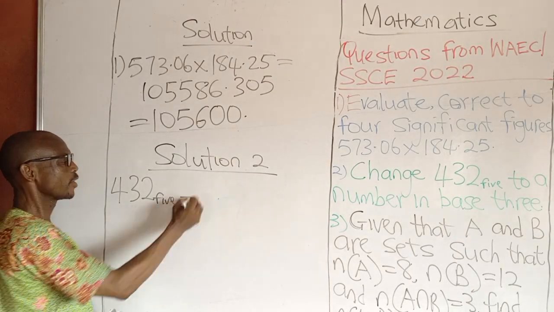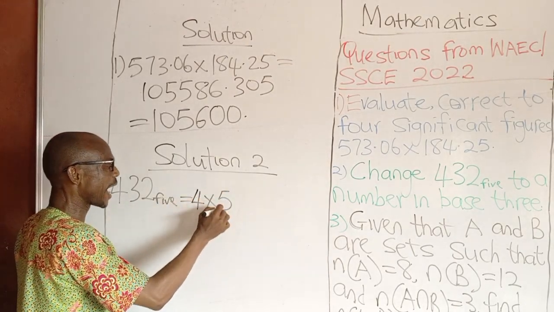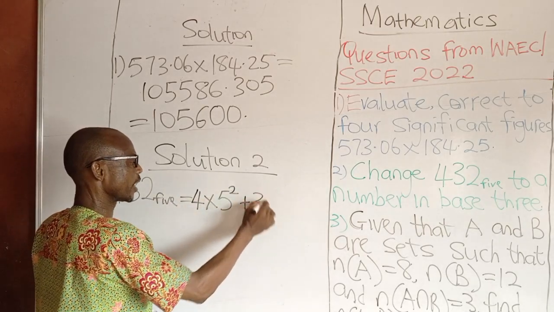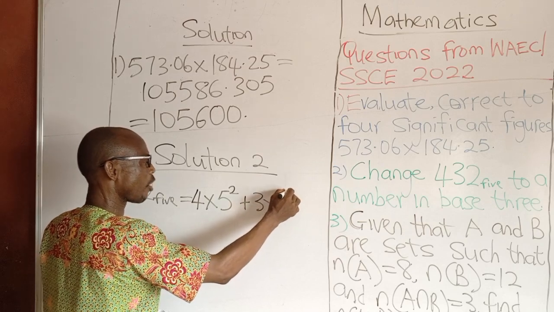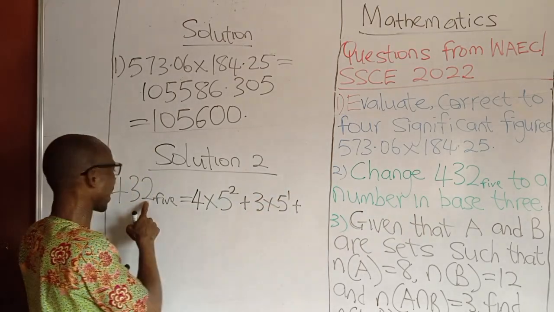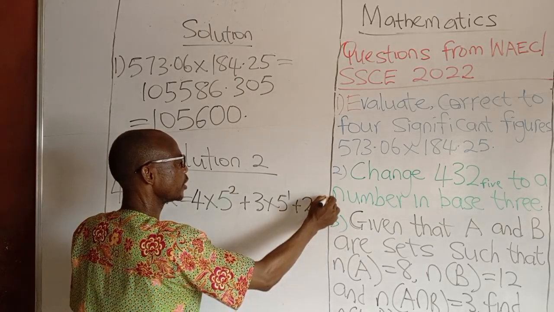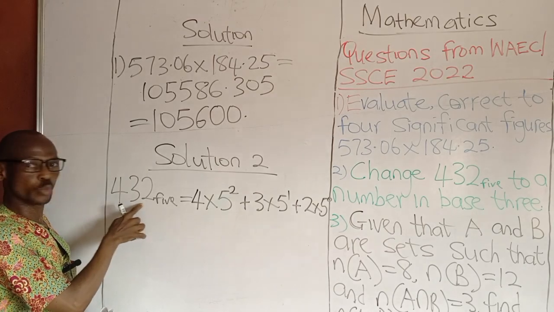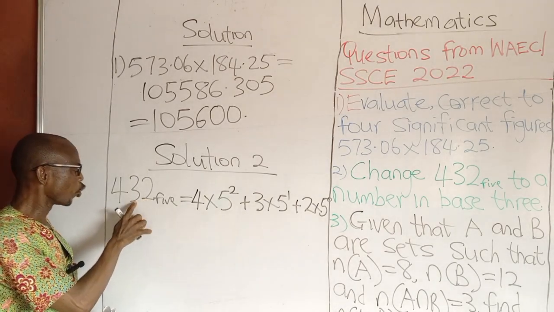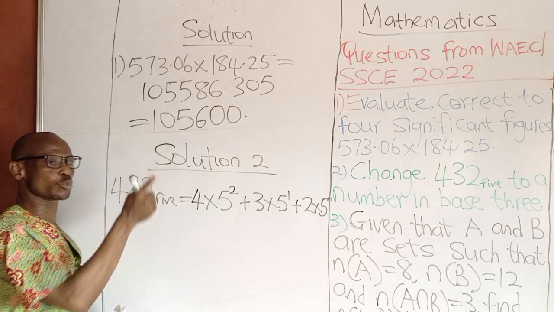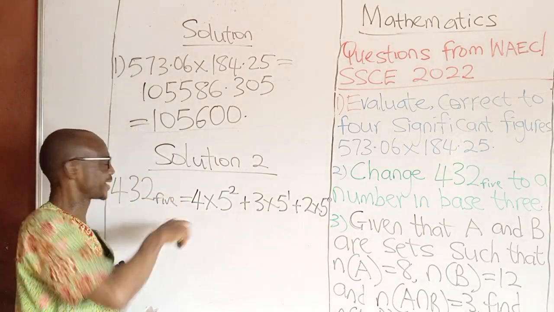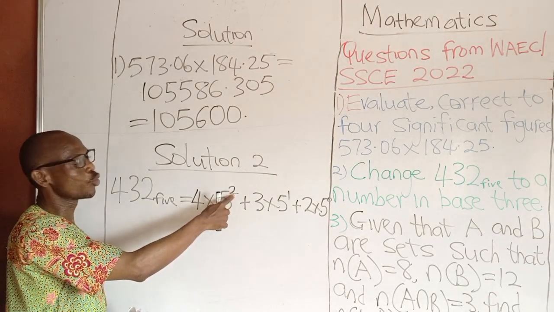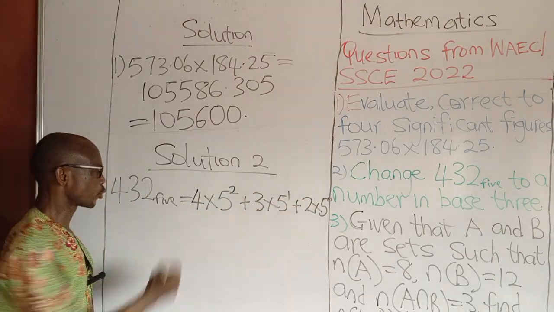Because this is base 5, you now say 4 times 5 raised to the power of what? 2, plus 3 times 5 raised to the power of 1. Then plus, we have 2 times 5 raised to the power of 0. You can see that the number of digits we have here is 1, 2, 3. So our power will start with a value 1 less than the number of digits. We have 3 digits here. So the powers will be 2, 1, and 0.